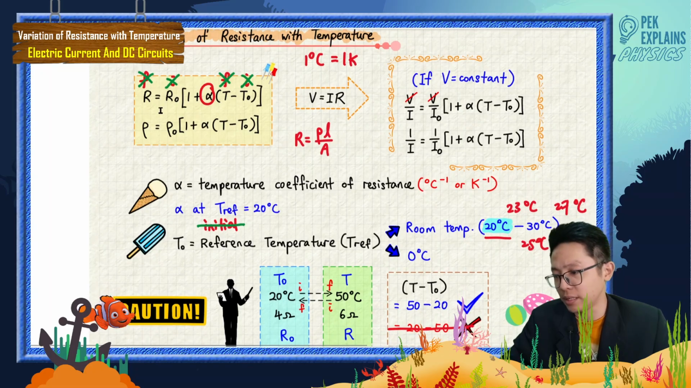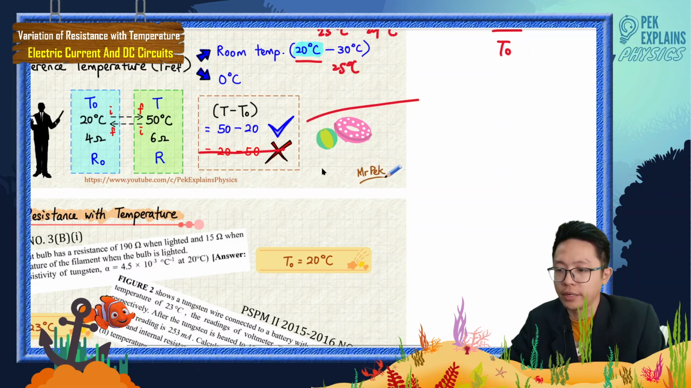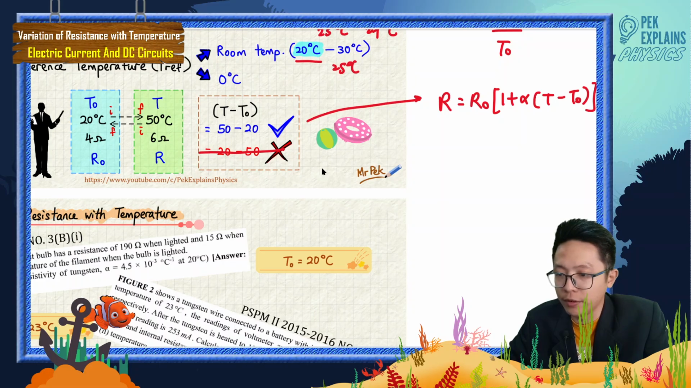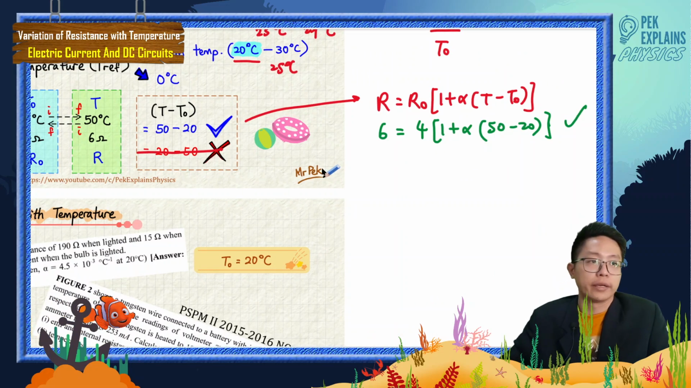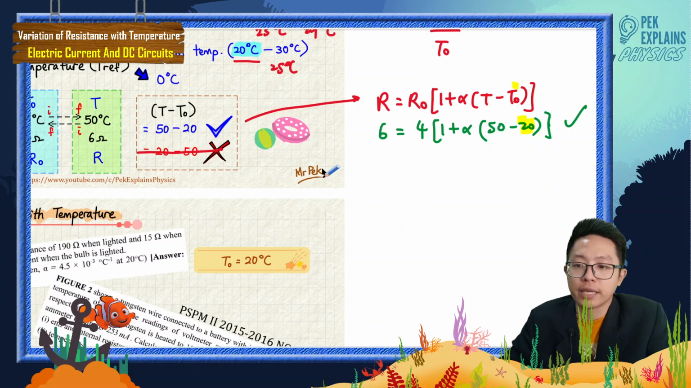Maybe I just write it down. The formula is R equals R naught times 1 plus alpha times T minus T naught. If you do it this way, this should be 6 and this should be 4, and 1 plus alpha, and then 50 minus 20. This is correct. You get a correct alpha because you maintain 20 degrees Celsius as the reference temperature.